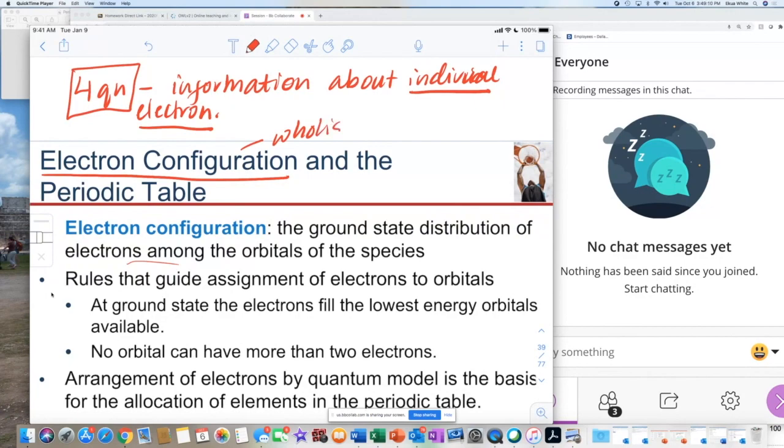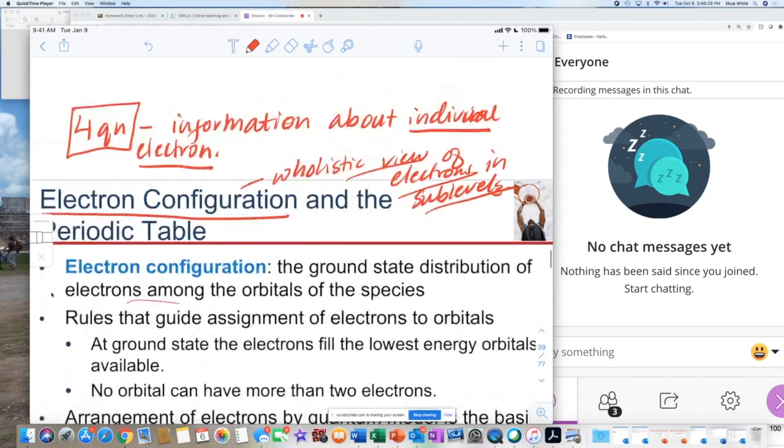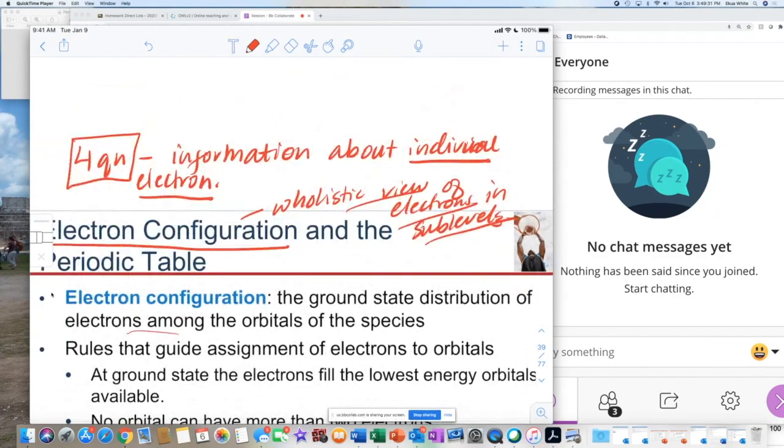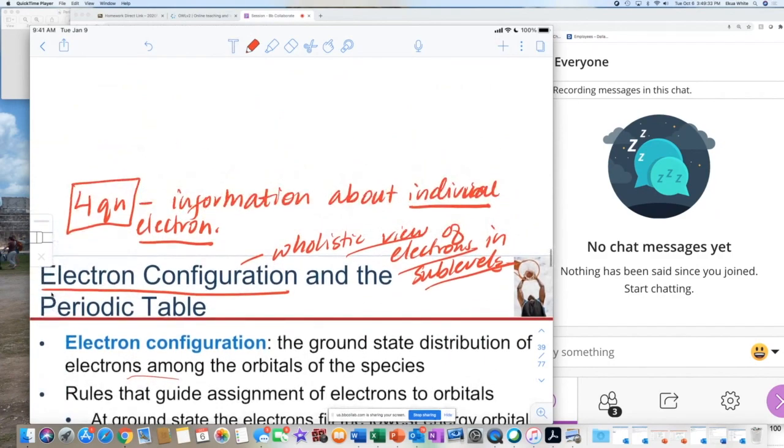So right here, holistic view of electrons in sublevels. Okay? So if you're not familiar with this terminology yet, I'm going to use the analogy I just used to build up on this idea here. Once again, back to you being a hotel manager. If you're dealing with four quantum numbers, you're dealing with individual guests.